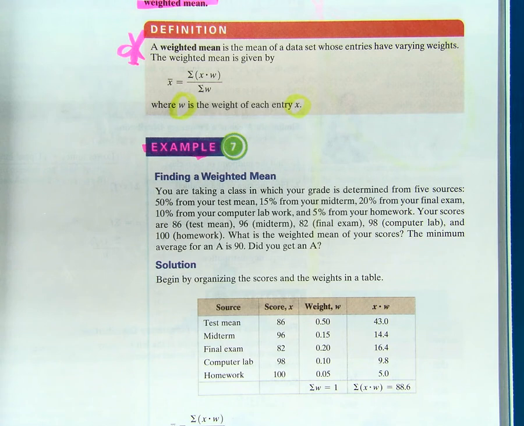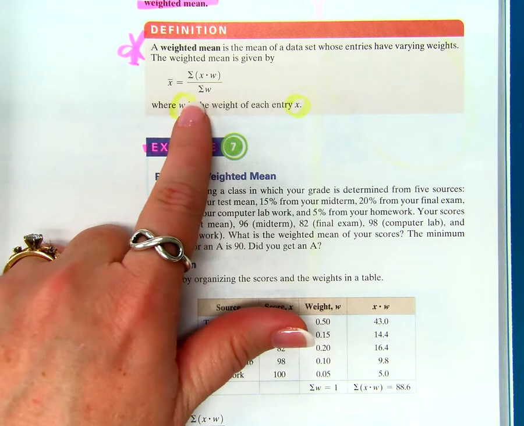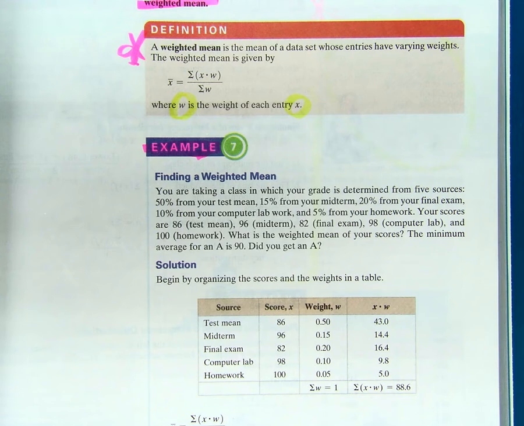Does that make sense? Did you guys have time to copy this formula down in your notes if you wanted it? Should I give you just a second? Yes, ma'am. So x bar equals the sum of x times w over the sum of w. W is the weight of each entry, and each entry is x. Any questions about that? Okay, ready to go on?